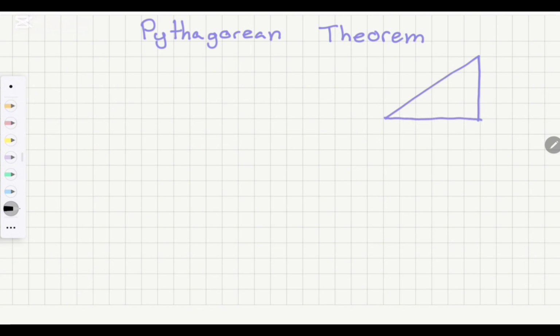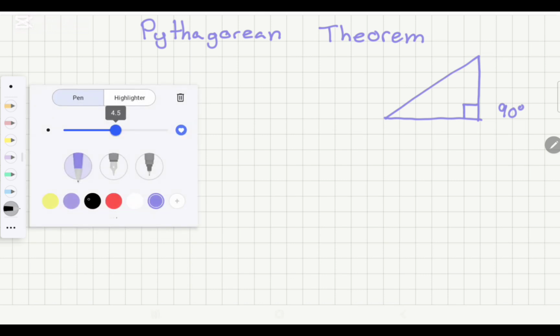Okay? And we know that it's a right angle triangle if it has this little box in one of the corners. This is telling us that it is a right angle or 90 degrees. And this is very important because it helps us identify one of the very key sides of a triangle, and that is the hypotenuse.